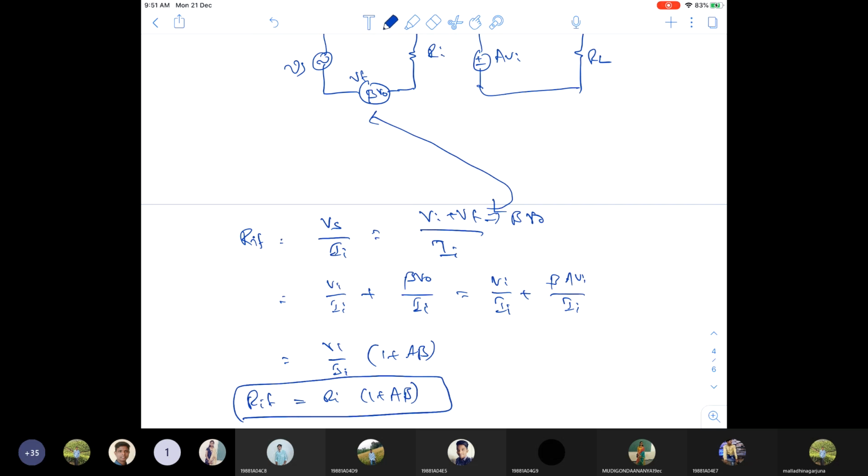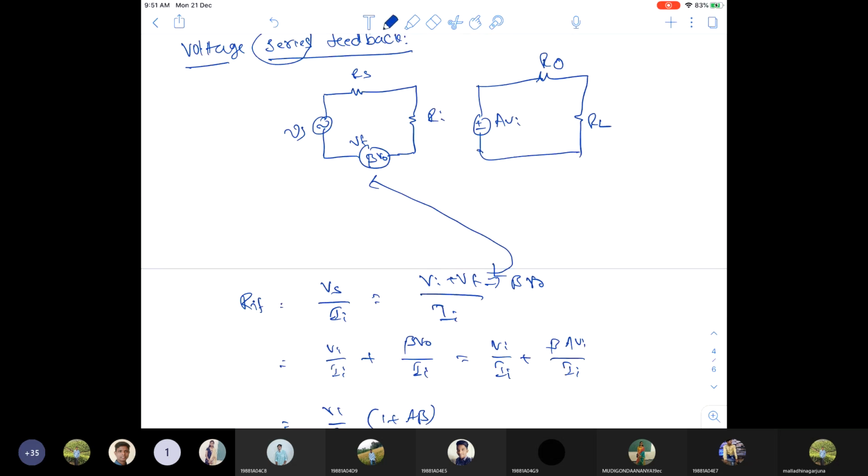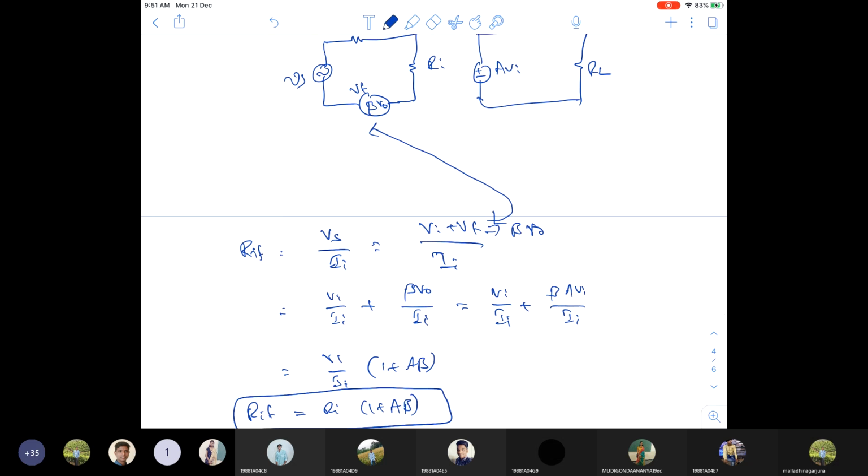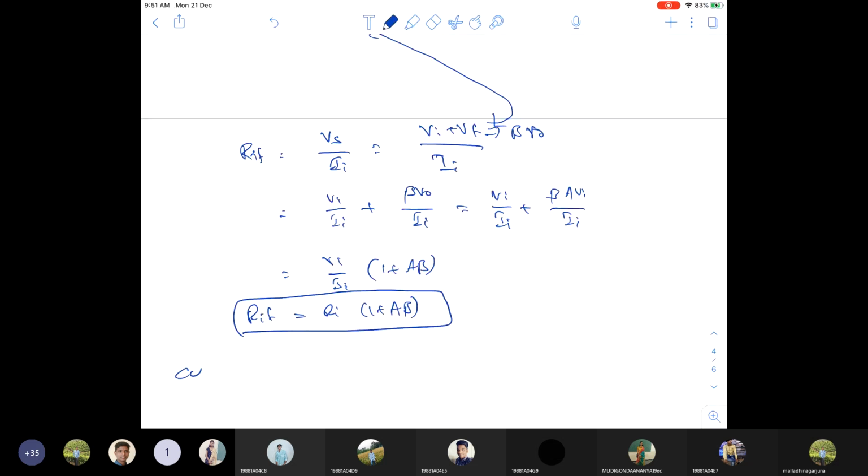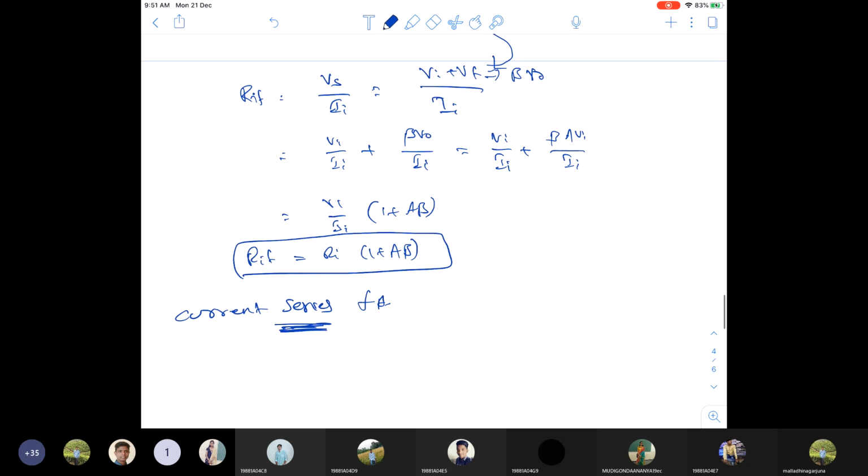Okay, so this derivation is common for voltage series feedback and current series feedback. Why? Because in both cases the input is a series connection, so this derivation is the same. For the current series feedback amplifier also, the input impedance derivation is the same as for voltage series. So similarly, we derive the remaining ones also.